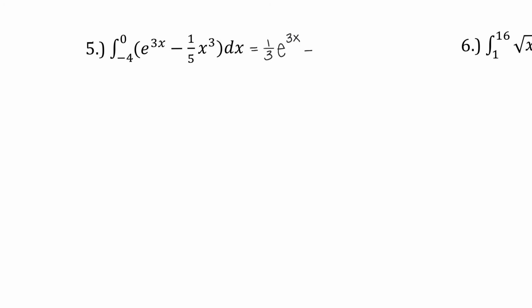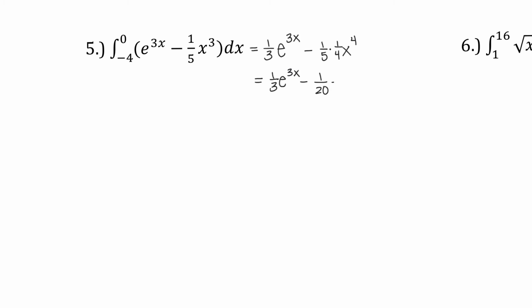Next, I have this 1/5 hanging out, and I would end up with an x to the 4th in order to get that x to the 3rd. So I need to multiply by something there that's going to give me a 1/5 out front, and I believe 1/4 is going to do it. Let's just go backwards quickly. I have 1/3 e to the 3x minus, this becomes a 1/20th x to the 4th.